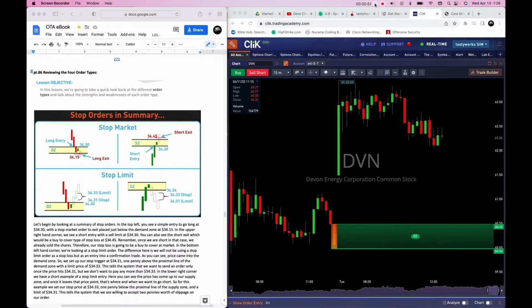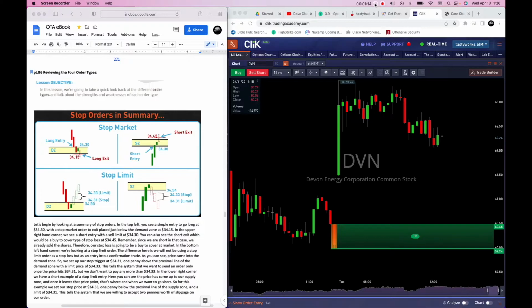You can also see the short exit, which would be a buy to cover type of stop loss at $34.45. Remember, since we are short in that case, we already sold the shares. Therefore, our stop loss is going to be a buy to cover at market.